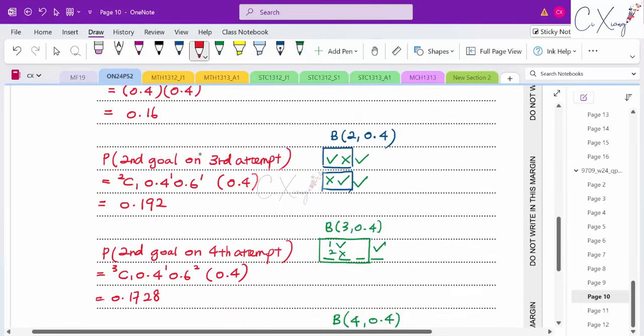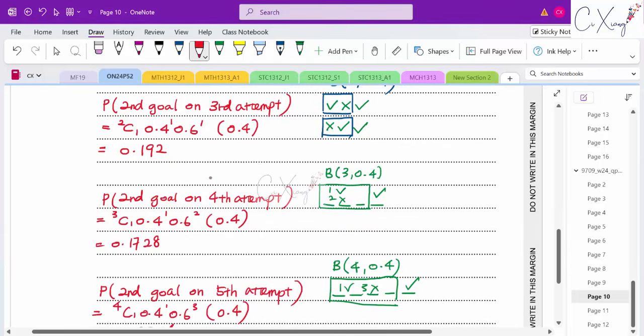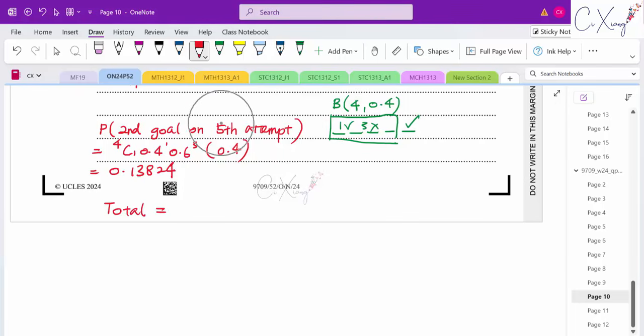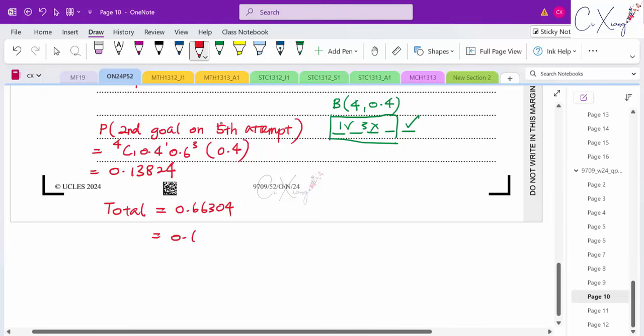After I calculate all the possible cases here, although it is a bit long, I hope that writing it out this way makes it easier for you to understand how I get all this calculation. Of course, if you want the final answer, you have to calculate the total probability. Please add all the probabilities together, and by right, you will have 0.66304, I think. After that, you should correct it to 3 significant figures, which is 0.663. This is how we get the answer for part C.